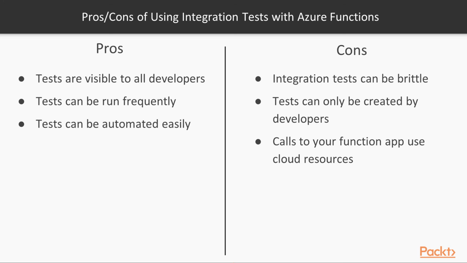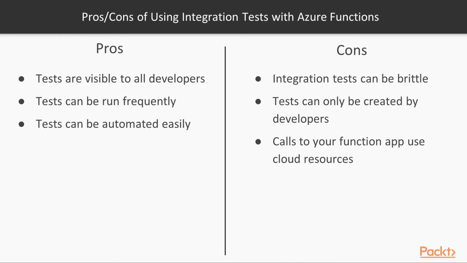But we have a few cons to think about. The integration tests, being that they are reliant on the network and also some database or whatever bindings you use in your function apps, can be brittle. And when they break, it might not be because of some logic errors. It could be just because the internet's down or there's an outage. The tests can only be created by developers, and the calls to the function app use cloud resources. So if you are using way too many calls per second, you can actually directly affect your function apps that are running on the same subscription.